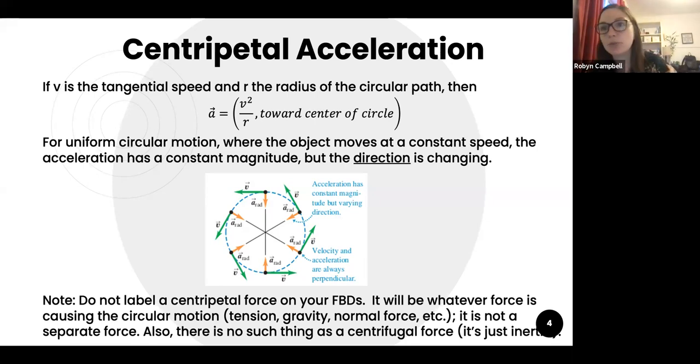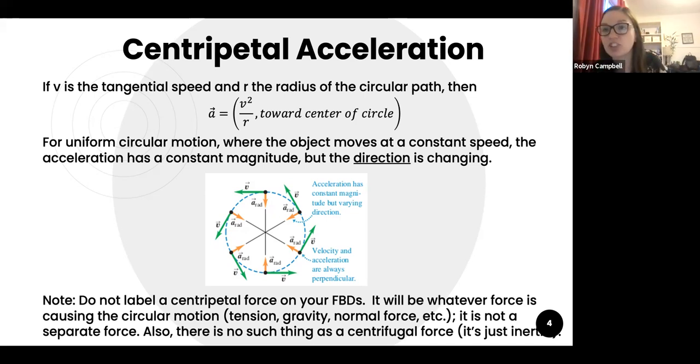You might be like, Miss, well, what about centripetal force? Of course, the centripetal force does cause the centripetal acceleration. The thing is that on your free body diagrams, I don't want you to just label the centripetal force. The centripetal force is always going to be one of the forces that we've dealt with so far in this class. So it might be tension, if you're swinging something around on a string in a circle. It might be the normal force, it might be friction, it might be gravity. It's going to be some force that we've talked about so far.